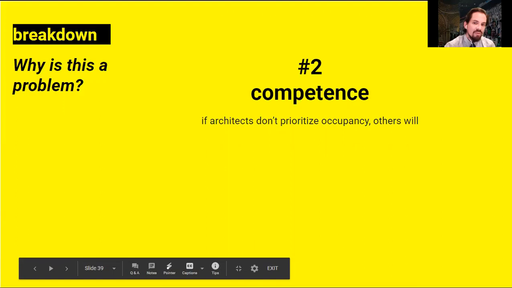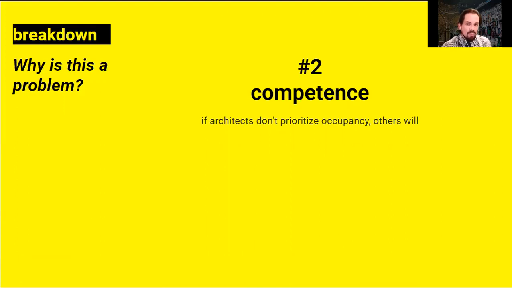Our second argument reads, if architects don't prioritize occupancy, others will. I'll tie this down with an example from the world of corporate interiors. One of the points of inflection in the history of office design came in 1968 with the design of the cubicle.